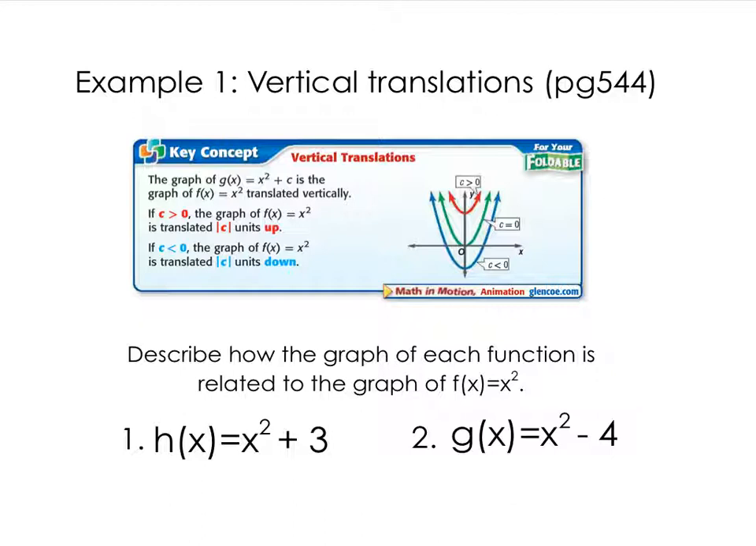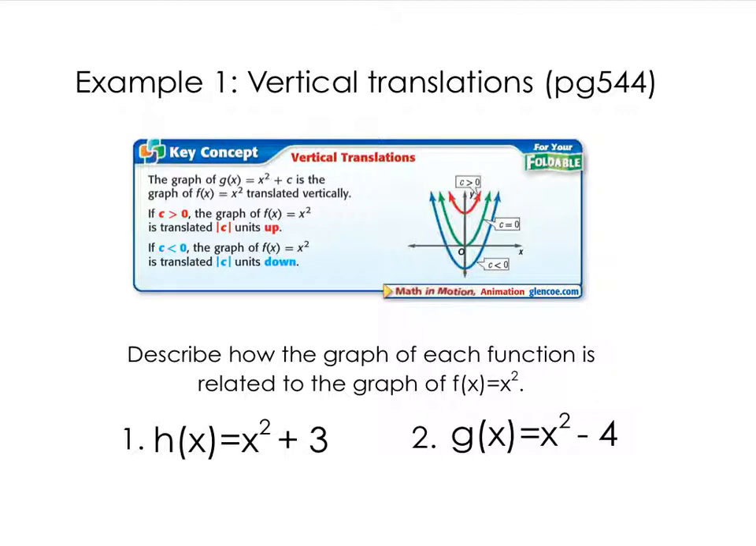Okay, let's look at our first example, vertical translations. If we look at the key concept there, we are looking at the green graph as our beginning graph. So if we notice with the red graph that we are translating up a certain amount of units, and with the blue graph we are translating down a certain amount of units, and all of that depends upon whether or not we have plus or minus a number in our equation. Let's look at the few examples we have here to get a little bit of a better idea.